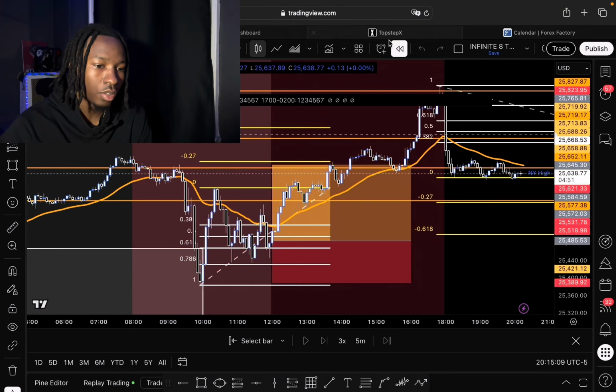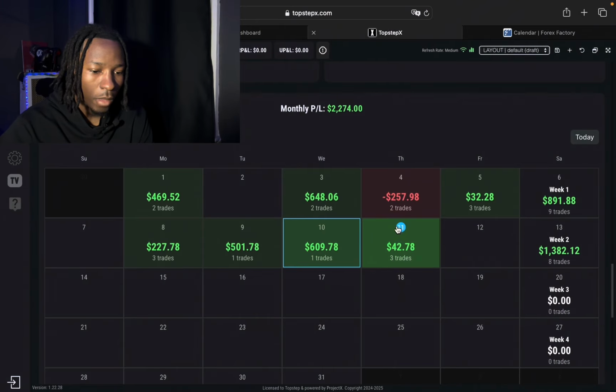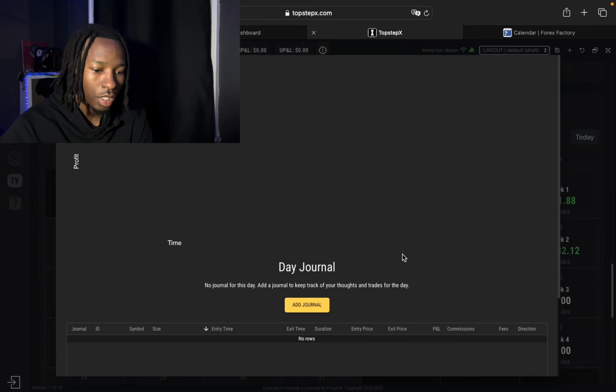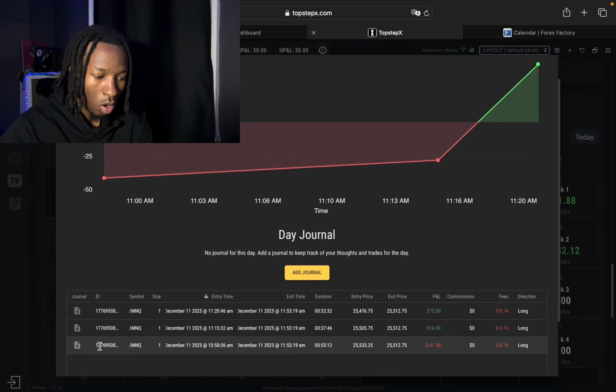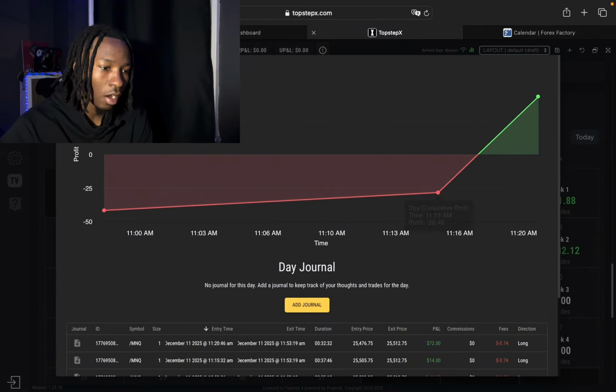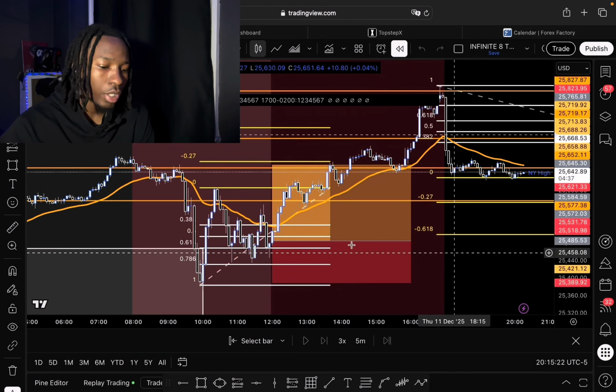So I got in right here. You can see on the dashboard as well. I made $42 today, taking 3 trades. They were all long on MNQ as well. Okay. So they actually went up in profit and then they came back down. Pretty good. You know what I'm saying?